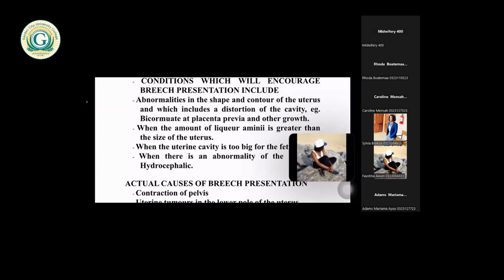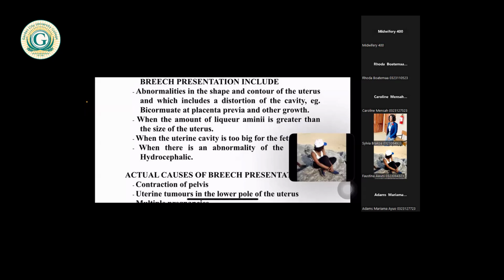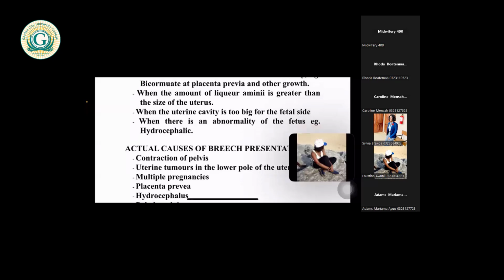So another point also says when the amount of liquor is greater than the size of the uterus, as my sister said with polyhydramnios. And another point says when the uterine cavity is too big for the fetal size. I think this one is self-explanatory. And another point also said when there is abnormality of the fetus, that is hydrocephalus, which sister explained earlier.